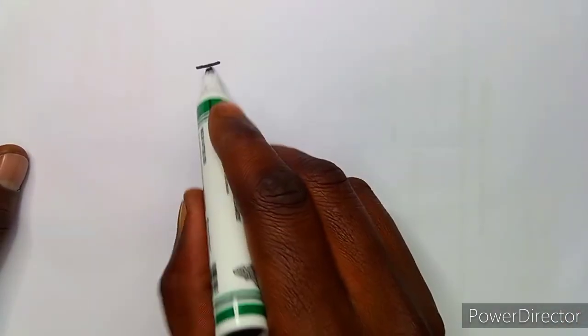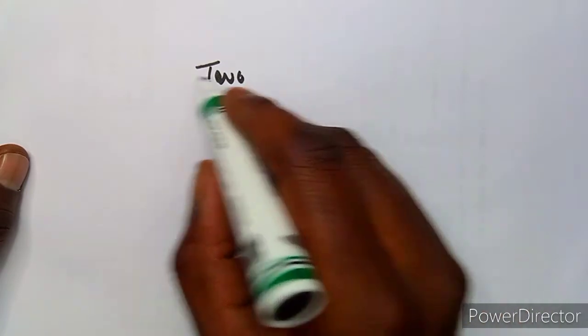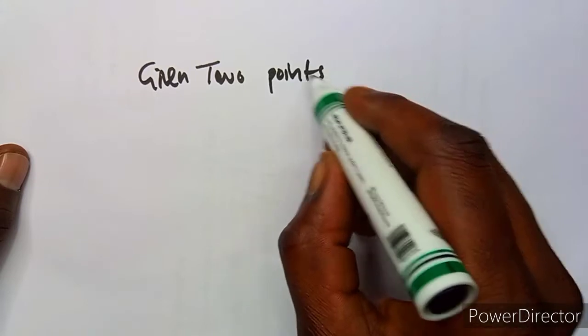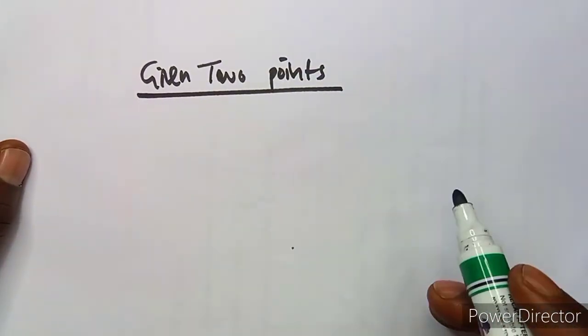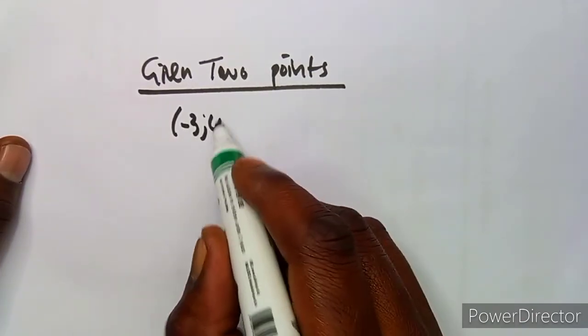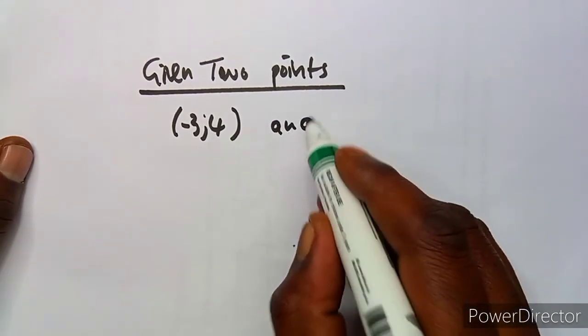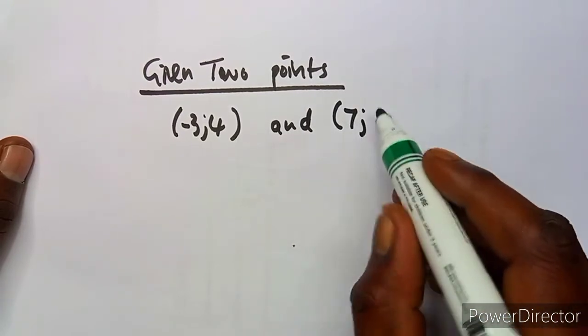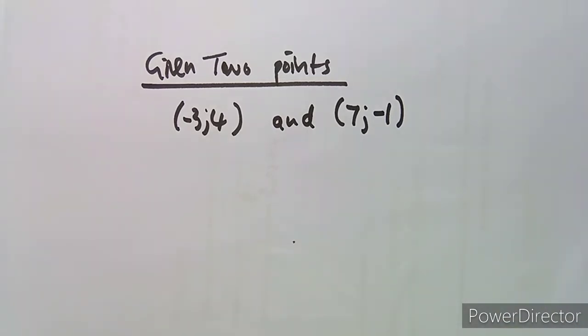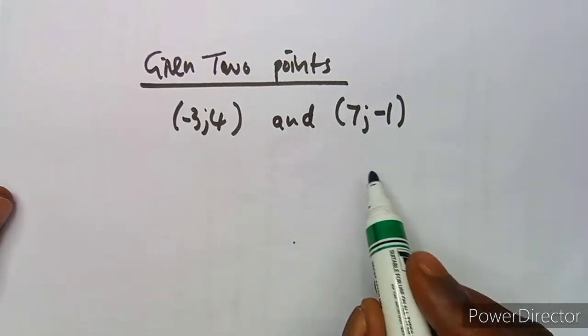So sometimes you'll be given 2 points. So let's say we are given 2 points and you want to calculate the gradient of a straight line. I mean, you want to calculate the equation of a straight line. You are given 2 points, (-3, 4), and another point is given as (7, -1), like this. And you're asked to determine the equation of a straight line. So how am I going to determine the equation of a straight line?